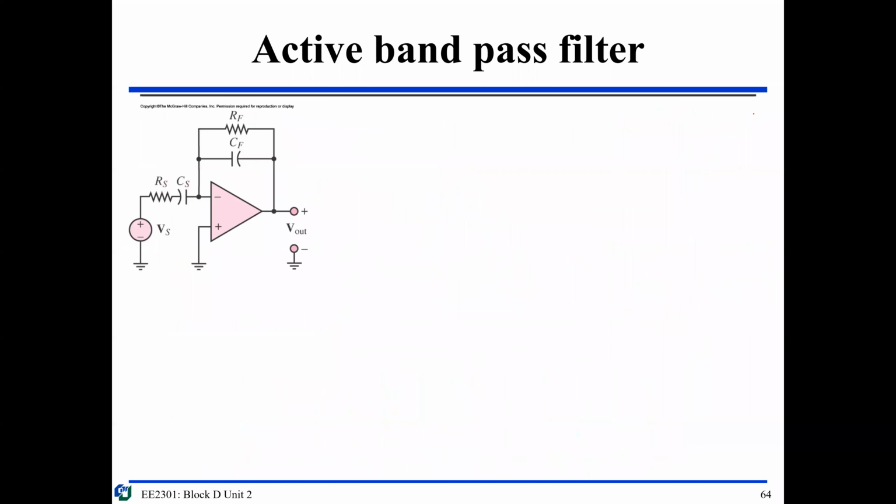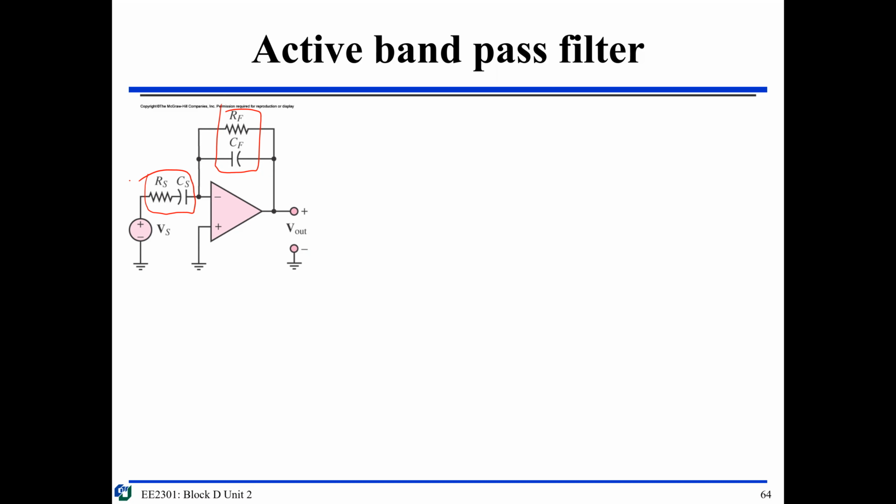All right, so now you can see we have both coming in. You have RC networks in the feedback loop. Also, you have an RC network in here. So what are you going to expect? This is called a band pass filter. Band pass filter. What does that mean?